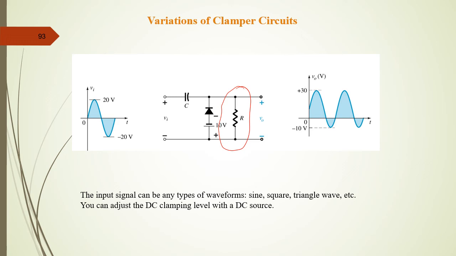And you can adjust the DC clamping level with a DC source. The level of the clamping can be adjusted by a DC source. Remember this one may not look symmetrical, but in actual fact, this is symmetrical, just that the DC level here is different. So this is where the original signal is being clamped. It means that this is the input and this is the output. It means that the waveform is being clamped upwards.